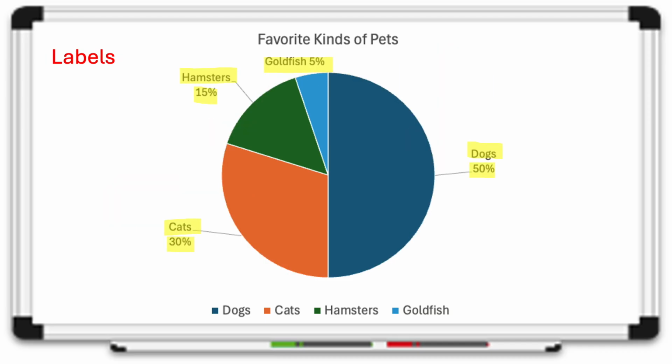The labels. These tell us what each sector means. You might see words like dogs, cats, goldfish next to the sections. The title. The title tells you what the circle graph is about, like favorite kinds of pets. The key. This might tell you what each color sector stands for.